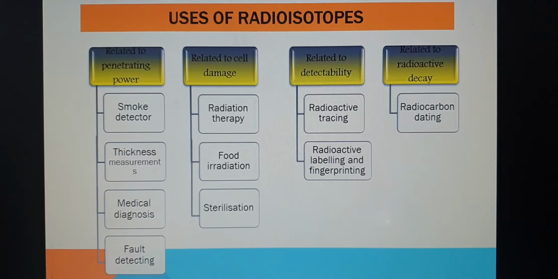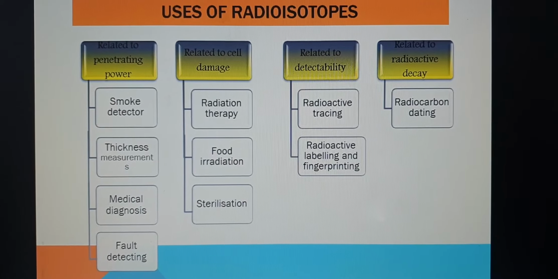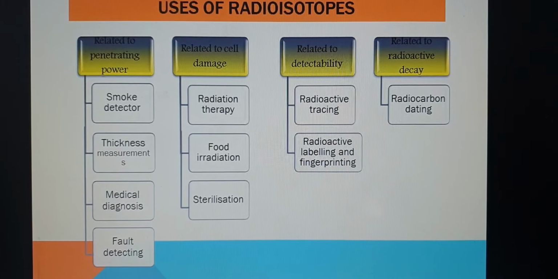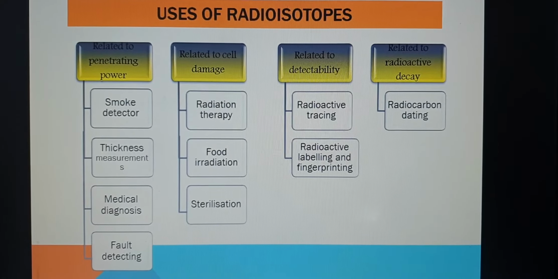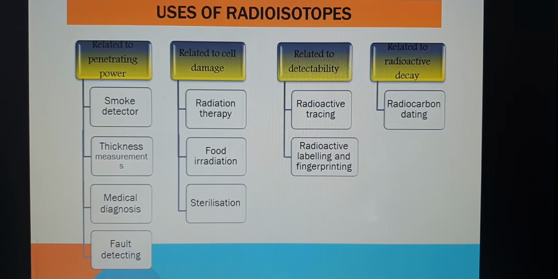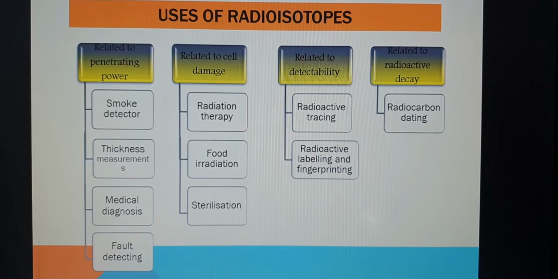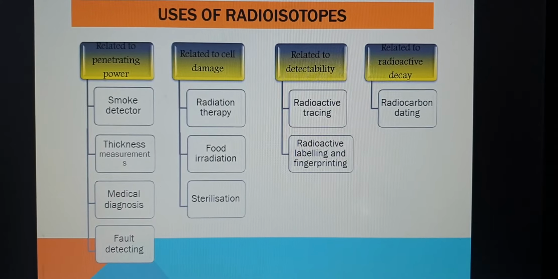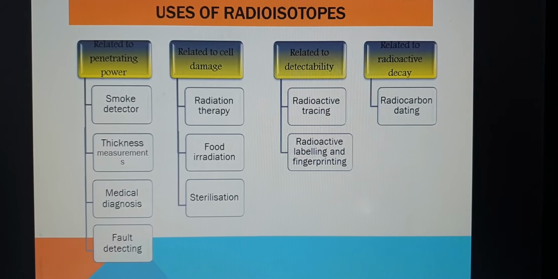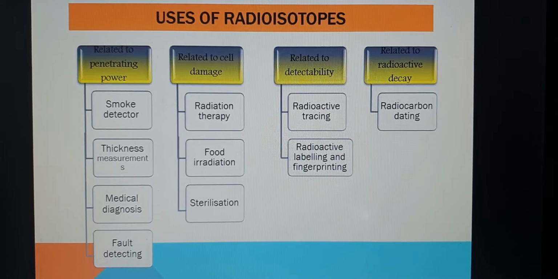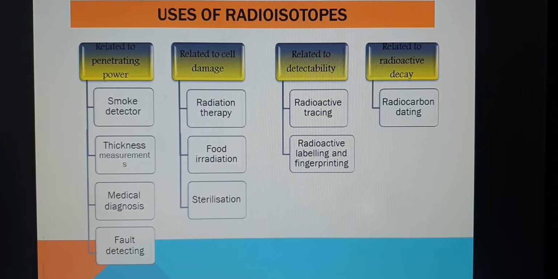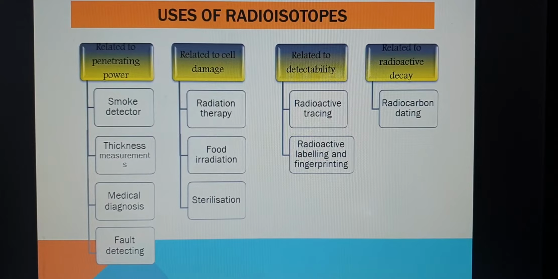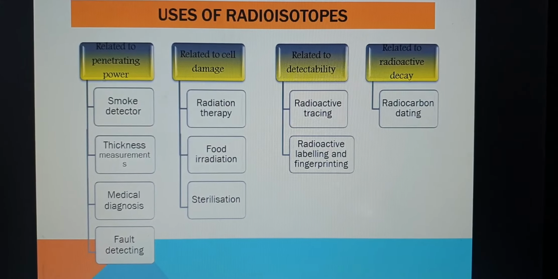Uses of radioisotopes. We can use the radioisotopes in many sections. Number 1, related to penetrating power. We use alpha radiation in the smoke detector. This is a type of device used as a security system to detect smoke in our houses, in public buildings like hotels. Thickness measurements.